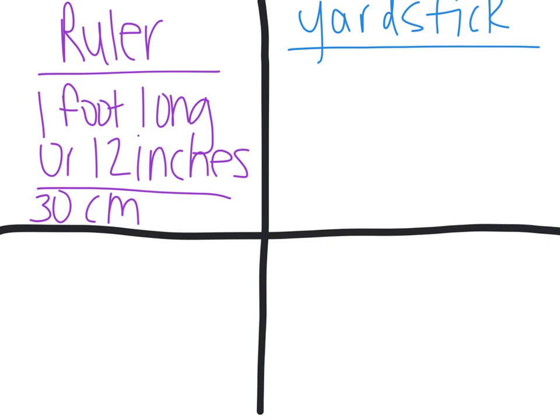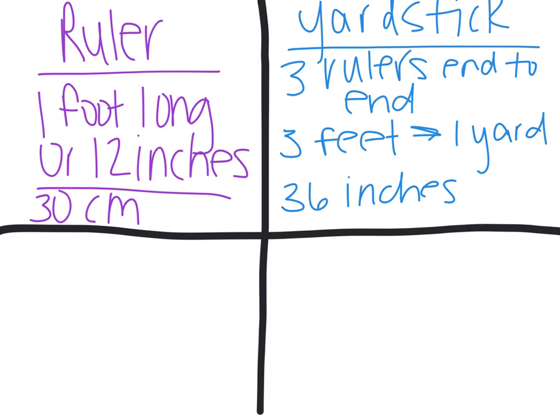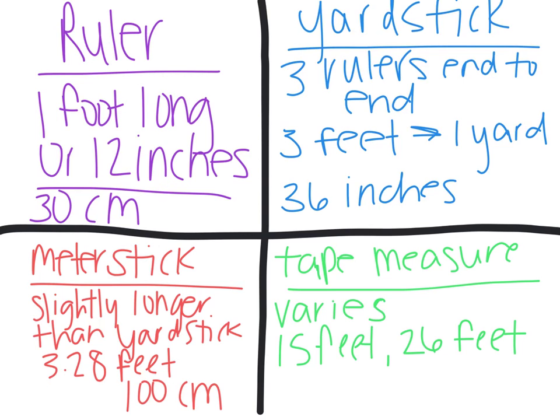Next we have our yardstick. Our yardstick is 3 rulers put end to end, which is equal to 3 feet, or 1 yard, and it is 36 inches long. Next we have our meter stick. Our meter stick is slightly longer than a yardstick. It's 3.28 feet, or 100 centimeters. Remember that we don't usually use feet to measure meter sticks. We use centimeters or meters because it's the metric system.